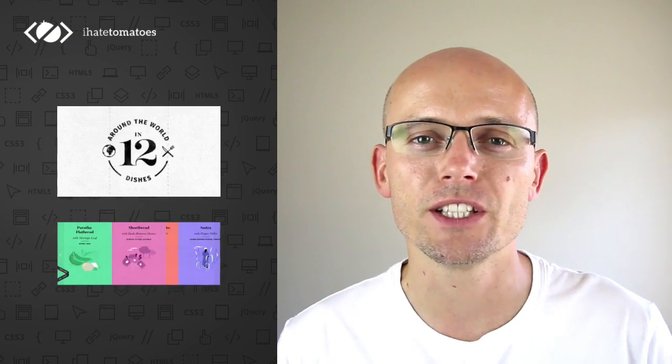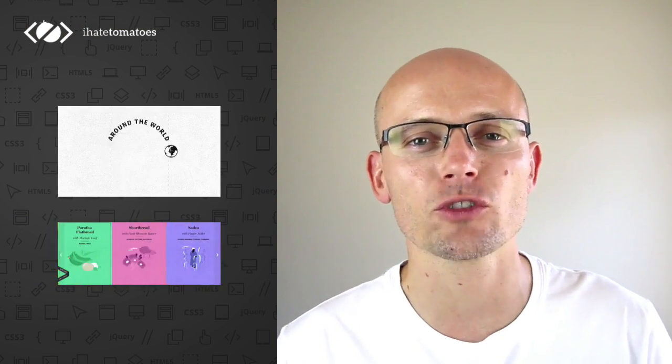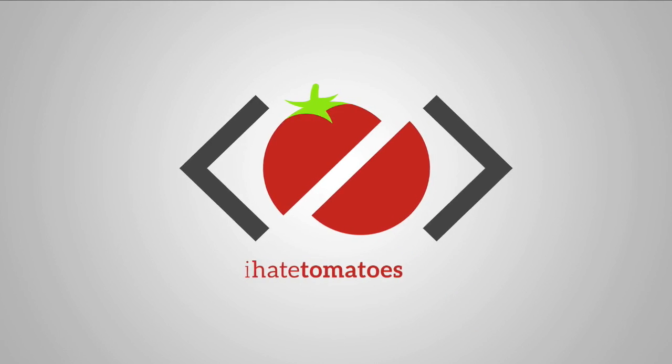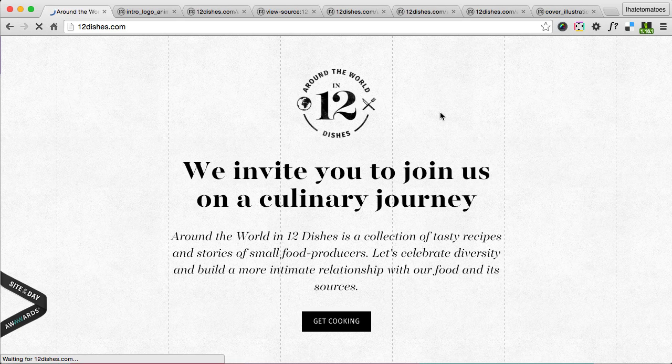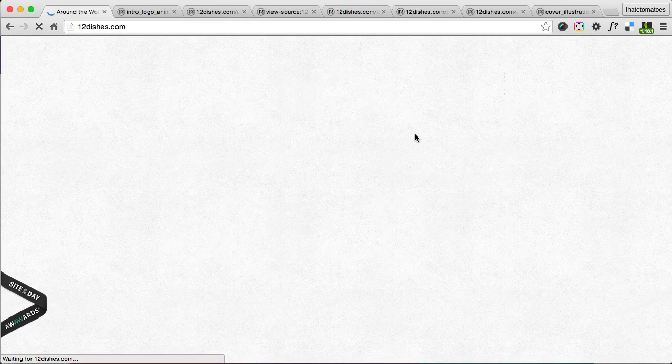Today we will look at one of the award-winning websites, 12dishes.com, and we'll deconstruct some of the CSS and JavaScript animations. Alrighty, let's get cooking. Let's figure out how some of these transitions and animations were created. The first one we will start with is the logo itself.